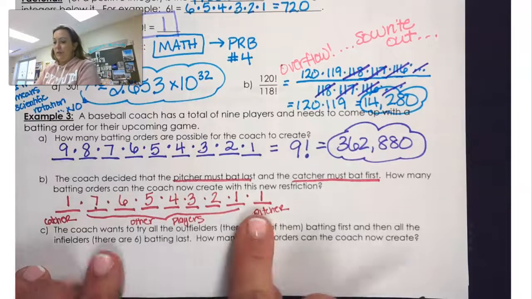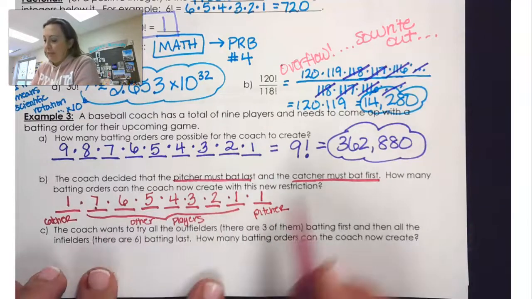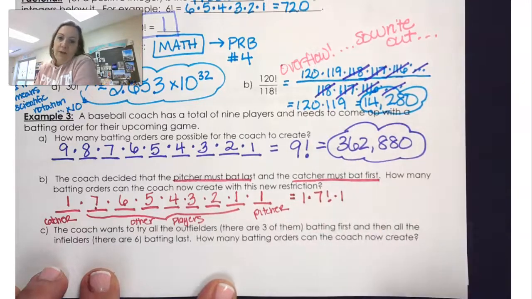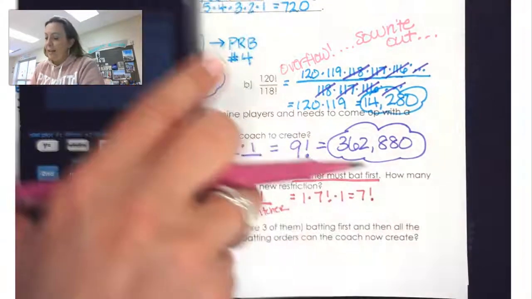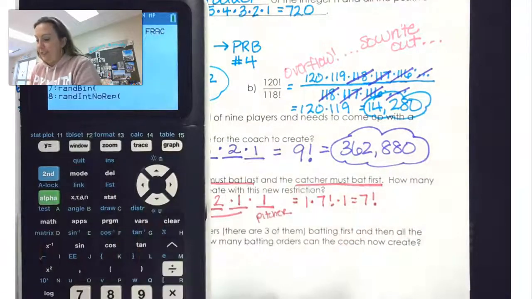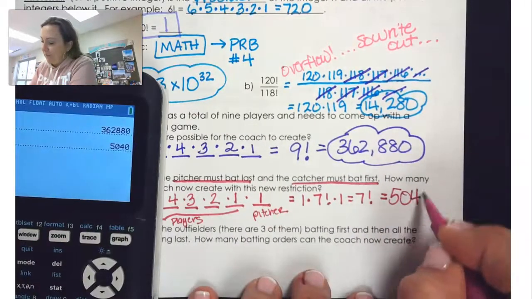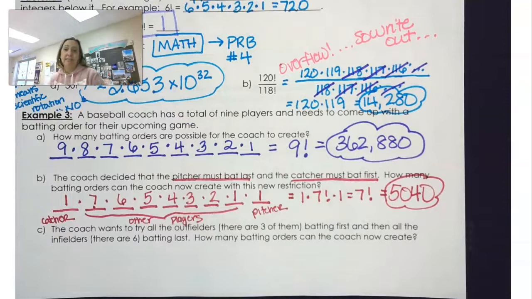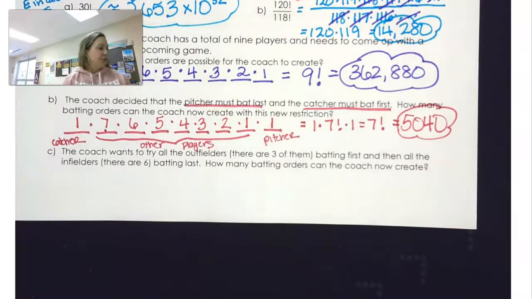And notice that these ones are kind of arbitrary in multiplication, but I do have this part here that this is really 1 times 7 factorial times 1, which is really just 7 factorial because 1s don't affect multiplication. And so I could find what 7 factorial is. And I see that that gives me 5,040. So if he makes the catcher bat first and the pitcher bat last, then he's down to 5,040 possibilities. That's a little bit better. But now what about letter C? He wants to try something else.